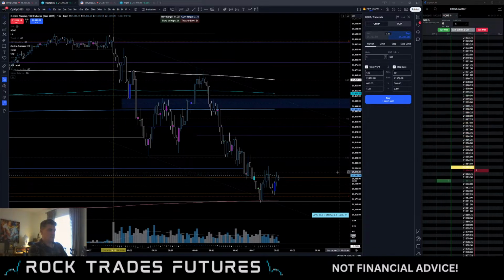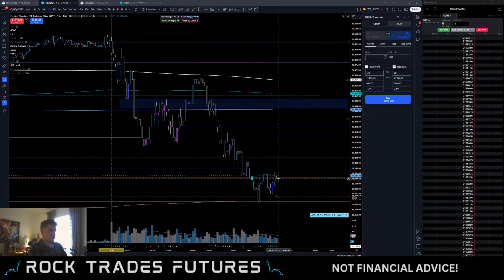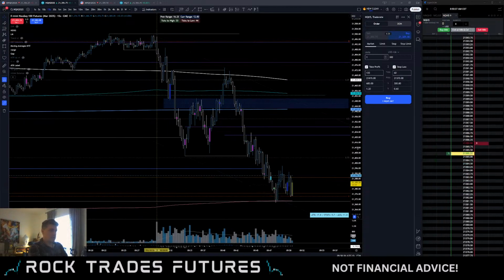Interesting short from the top of the new week opening gap there. That's not a trigger, but if the candle had stayed really small, you can take it short and define your risk right there.